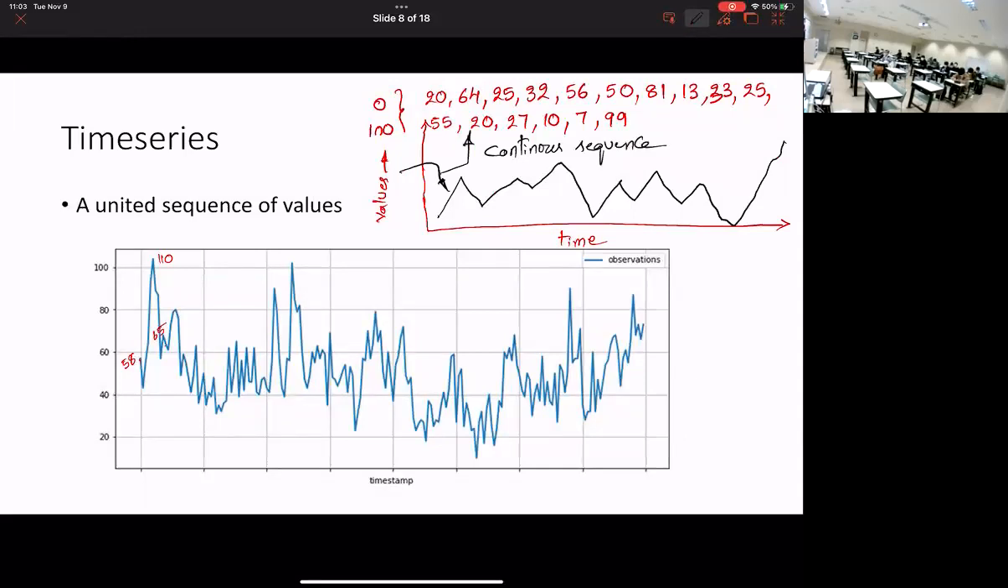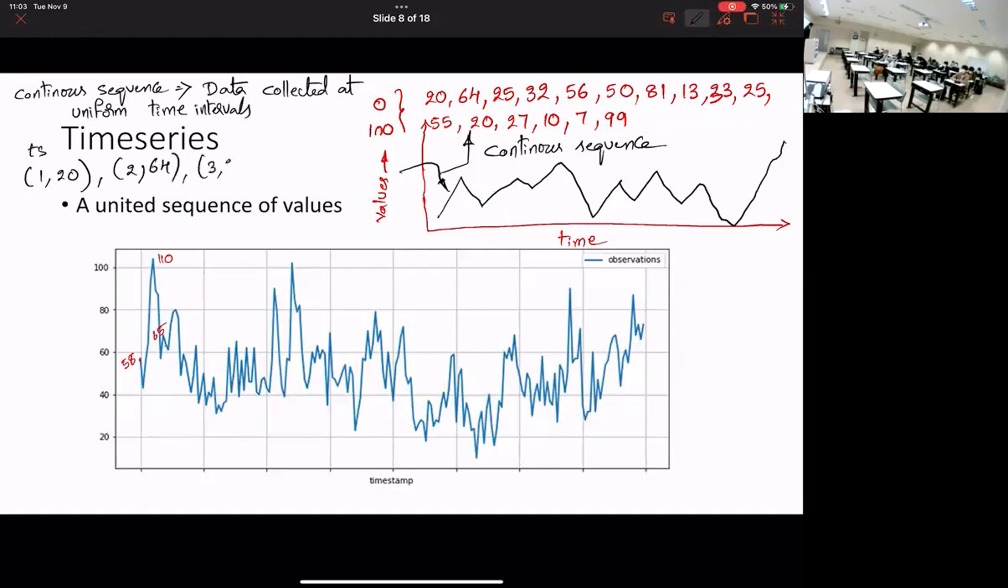What do we mean by a continuous sequence? A continuous sequence implies data collected at uniform time intervals. For example, at timestamp 1 it is 20. At timestamp 2, it is 64. At timestamp 3, it is 25. At timestamp 4, it is 32. And so on. Because this is going to be uniform, we can skip the timestamps.